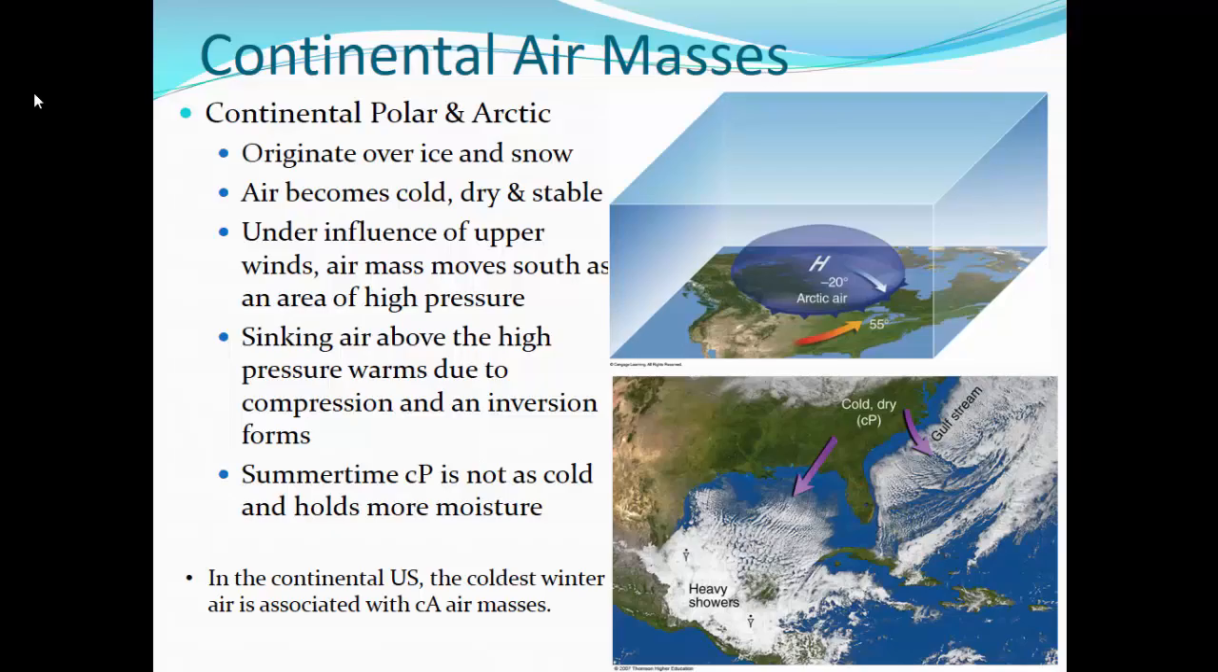Sinking air above the high pressure warms due to compression, and an inversion forms, meaning as that air in that dome sinks in the upper levels, it warms. So typically you've got that warmer air aloft, and that creates that inversion or that very stable air.